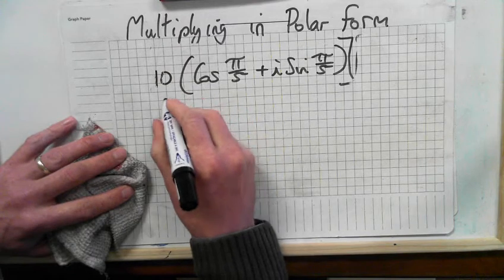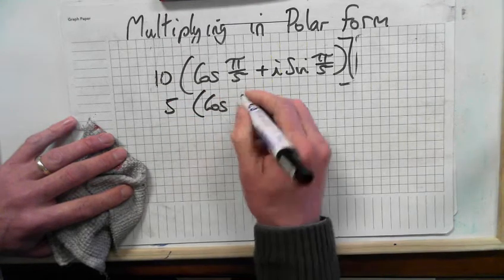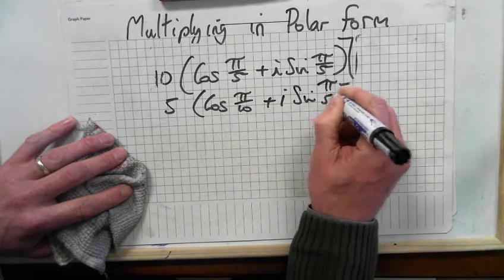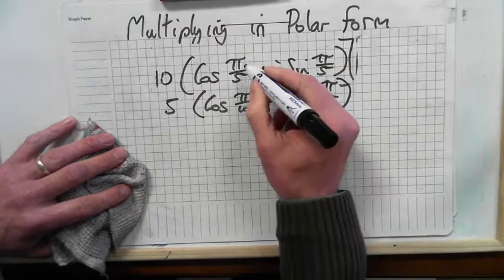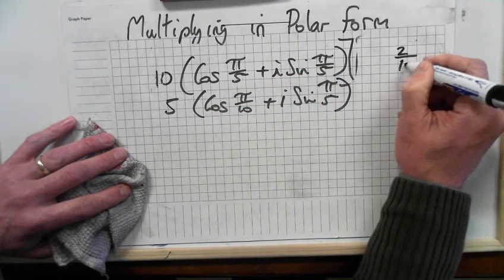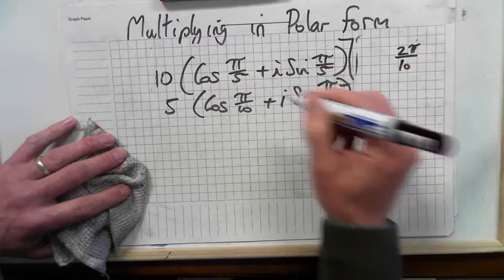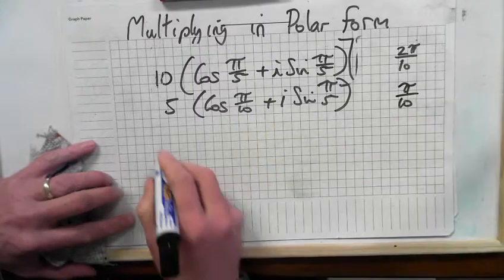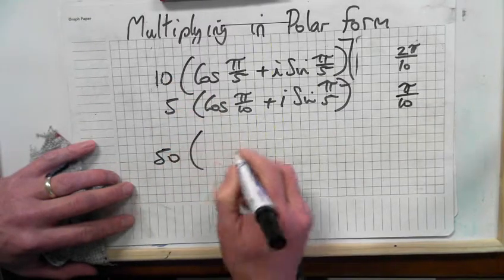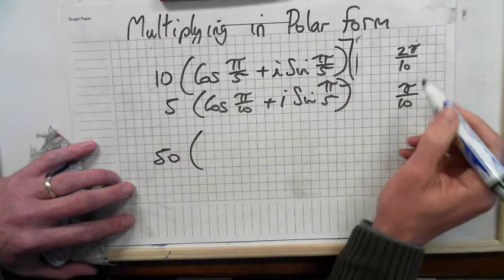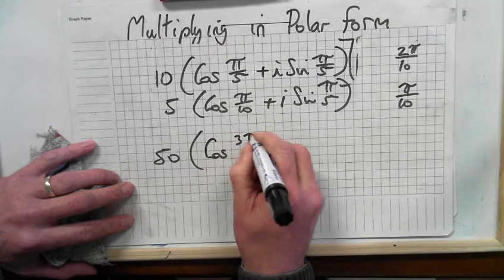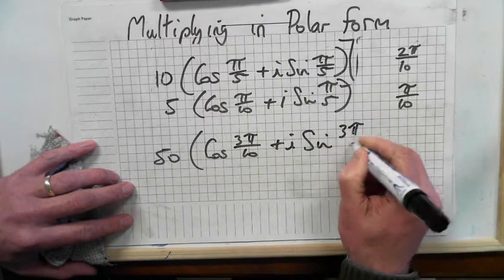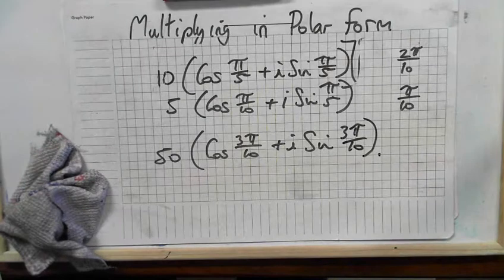So if I want to multiply that times cos pi over 10 plus. Right, what's the LCM for 5 and 10? 10. So 2 over 10 is the same as a fifth. And this is 1 over 10. So 2 tenths plus 1 tenth, I sine 3 tenths.